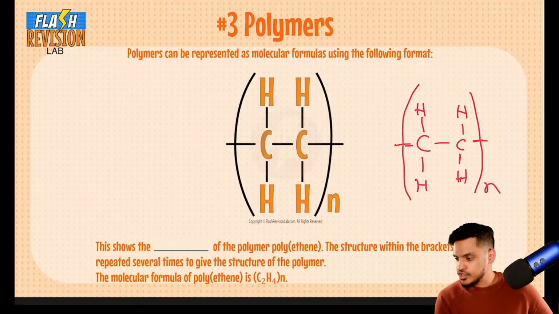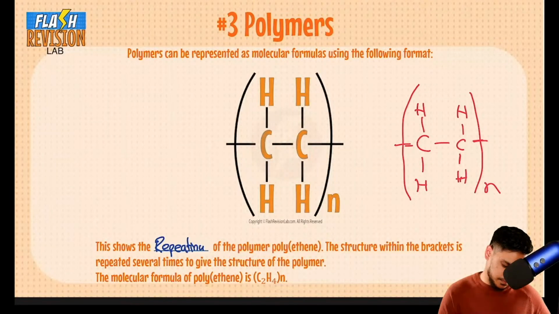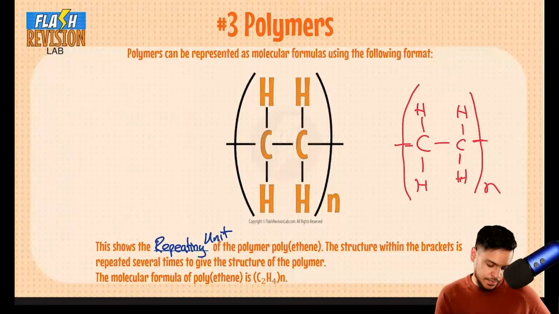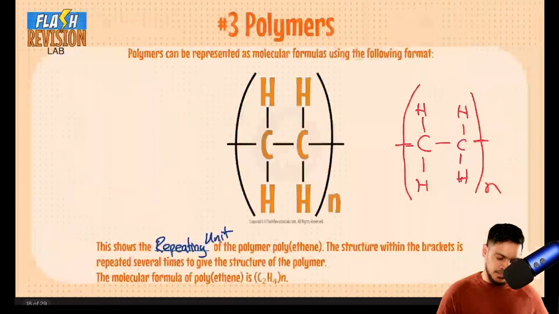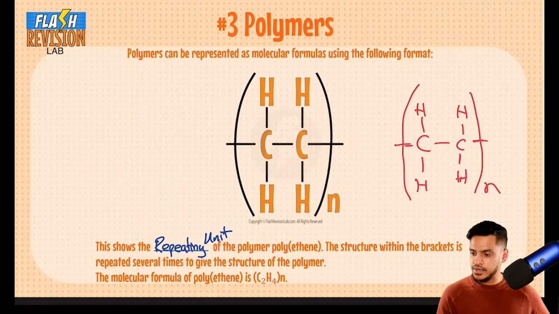So this shows the repeating unit. Remember I said the repeating unit? This one's called polyethene, and the structure within the bracket is repeated several times to give the structure of the polymer. So that's just a way of showing how polymers look.